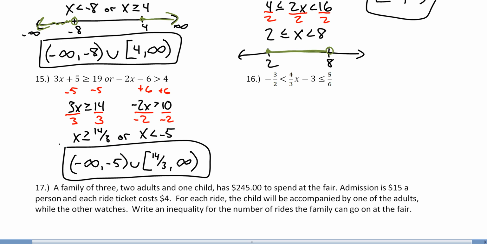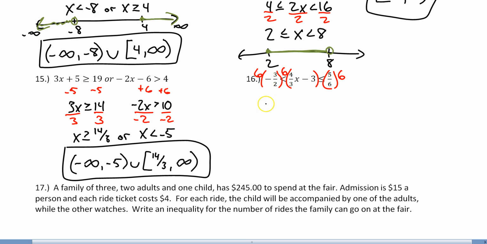The next one, once again, I see fractions and I would love to get rid of those fractions, so I'm going to get rid of those fractions by multiplying through by the common denominator. The common denominator here between the 2, the 3, and the 6, again, you've got to look at all those denominators, is going to be a 6. So I'm going to multiply every side by 6. Whatever I do to one side, I have to do to the middle and also to the other side. Okay, so I'm multiplying everything by 6 using my distributive property.